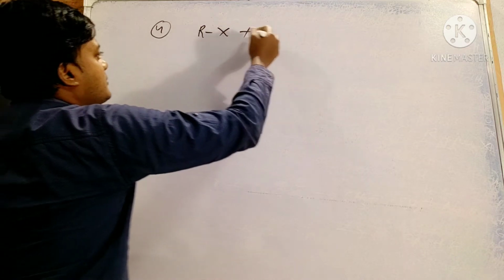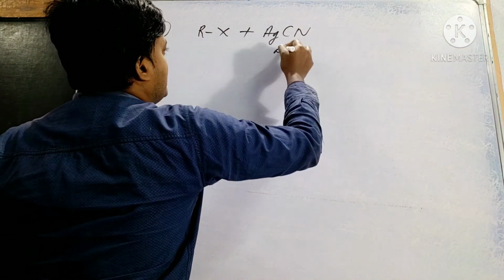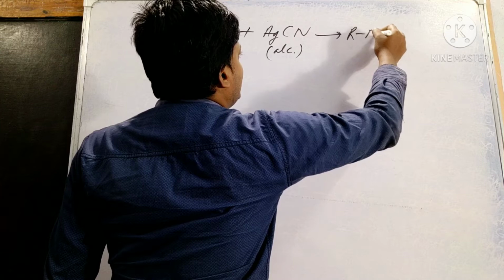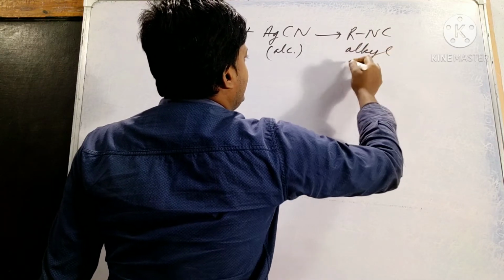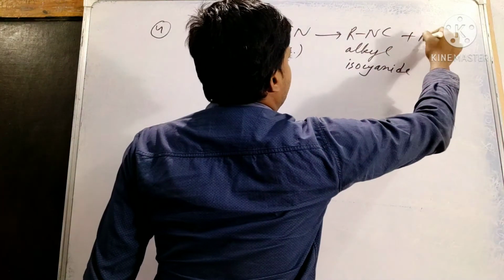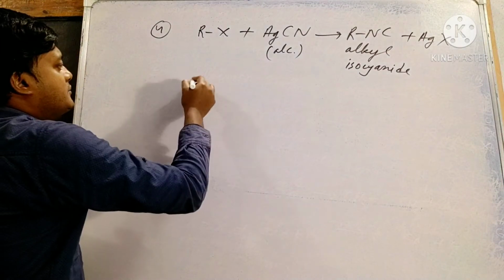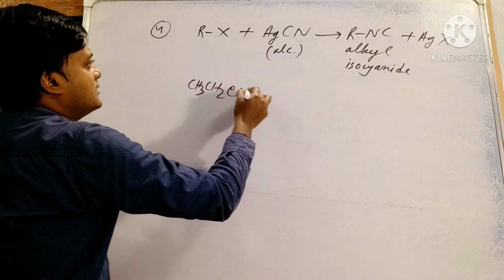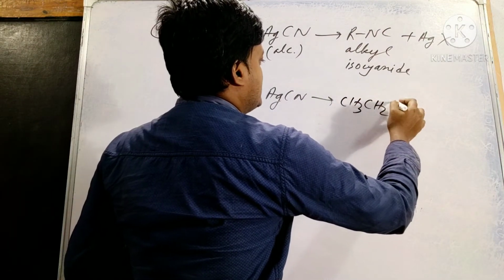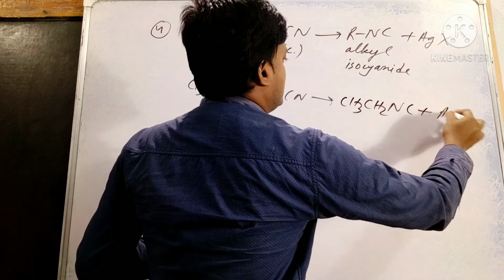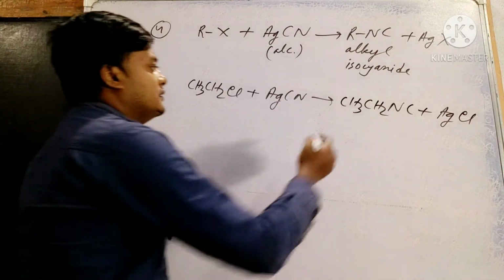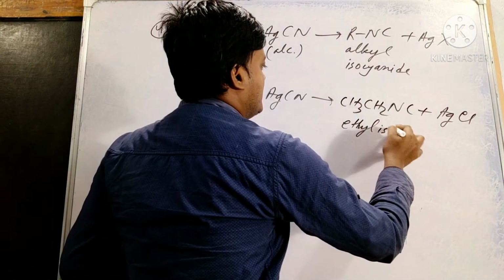Now RX plus alcoholic AgCN. In that case, we will get RNC, alkyl isocyanide, plus AgX. For example, CH3CH2Cl plus AgCN gives CH3CH2NC plus AgCl, ethyl isocyanide.